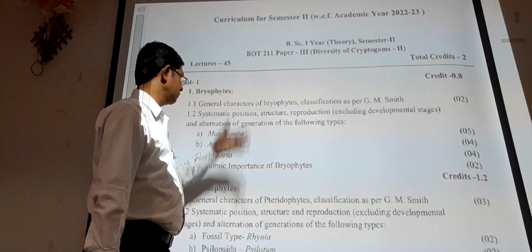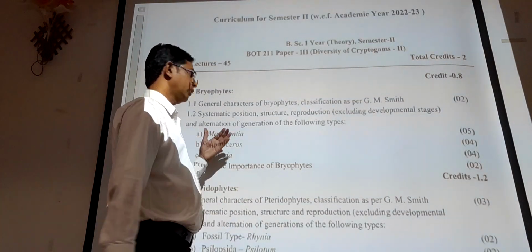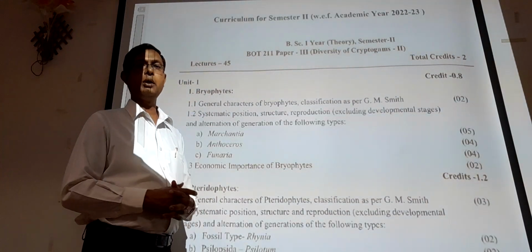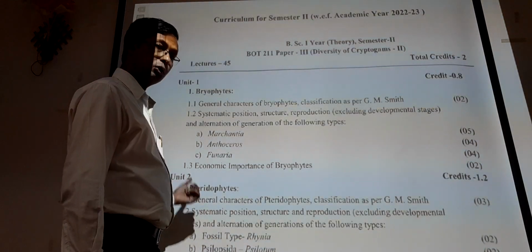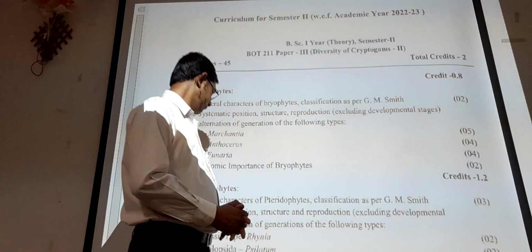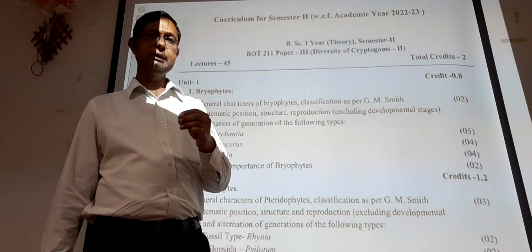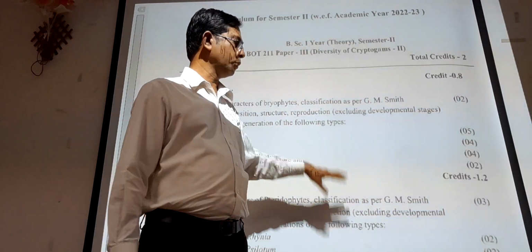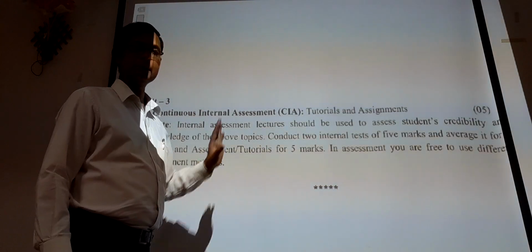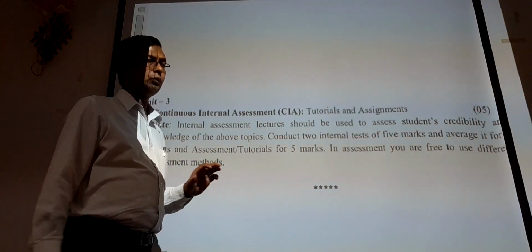We have already discussed the bryophytes, that Marchantia we discussed, Funaria we discussed, Anthoceros we have done in our theory classes. So unit number 1 is totally related to bryophytes. Unit number 2 is totally related to pteridophytes, which we already discussed in our theory classes. And unit number 3 is having the continuous internal assessment. So we have to do the internal assessment also, and this is unit number 3.